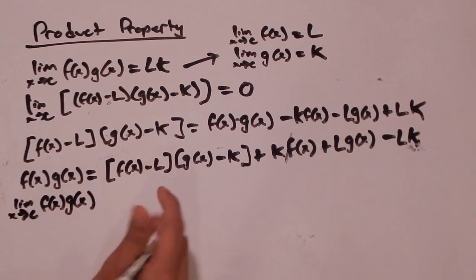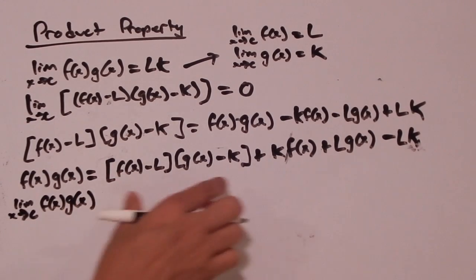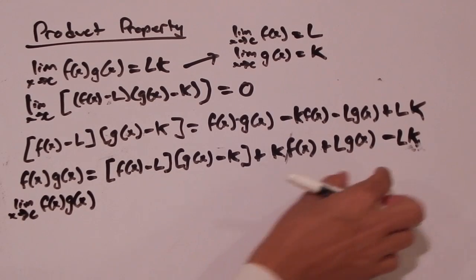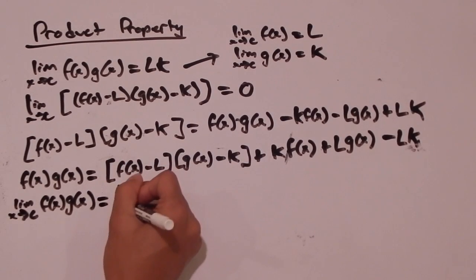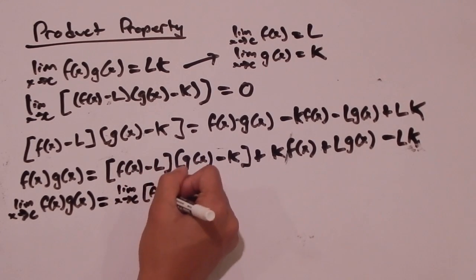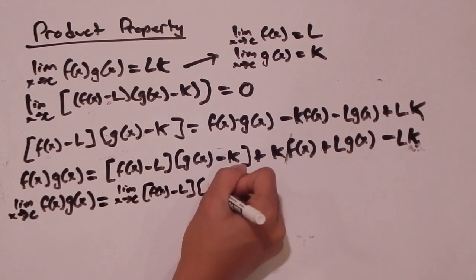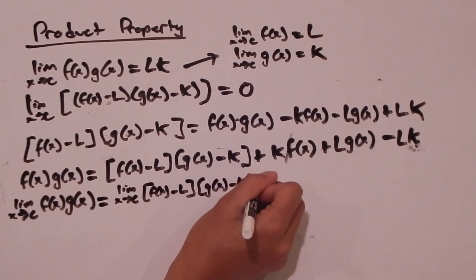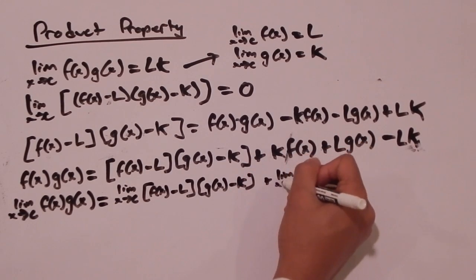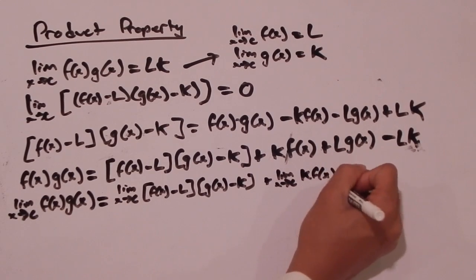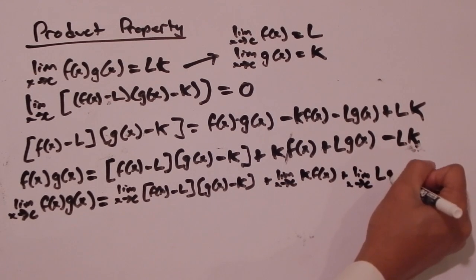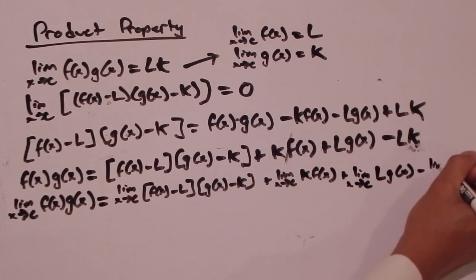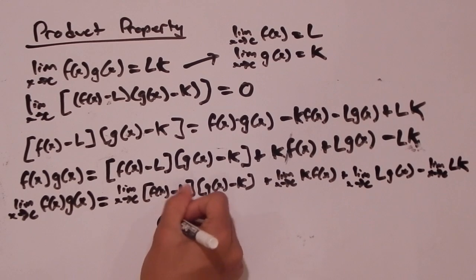And based on our sum/difference property, we know that the limit of all these sums and differences is just going to be their separate limits added together or subtracted. So it's going to be the limit as x approaches c of (f(x) - L)(g(x) - k) plus the limit as x goes to c of k f(x) plus the limit as x goes to c of L g(x) minus the limit as x goes to c of L times k. Well, we showed that this limit right here is equal to 0.